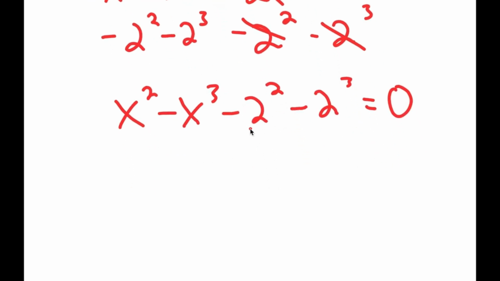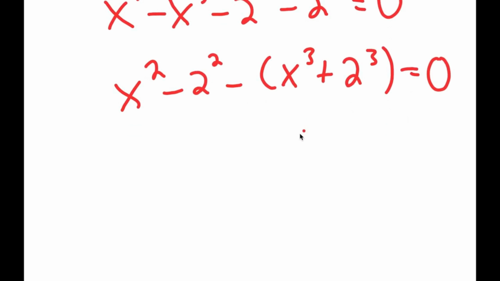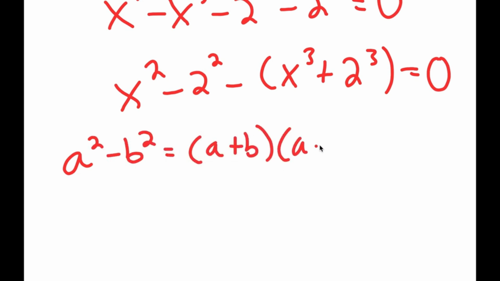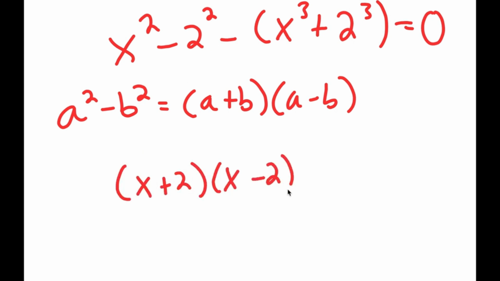Now I'm going to group all the powers of 3's and the powers of 2's together. So I get x squared minus 2 squared minus x to the power of 3 plus 2 to the power of 3 is equal to 0. So if I have something in the form a squared minus b squared, this is equal to a plus b times a minus b. So x squared minus 2 squared is going to equal x plus 2 times x minus 2.